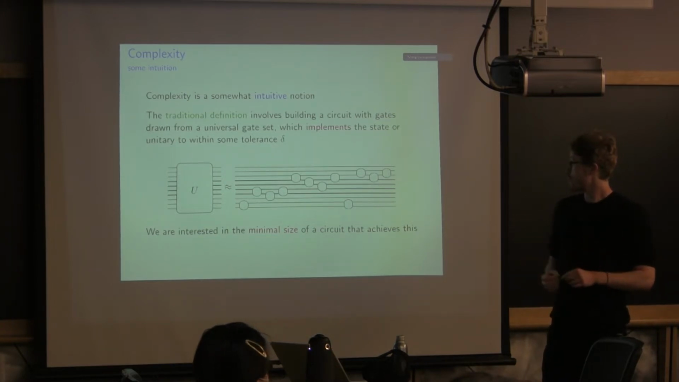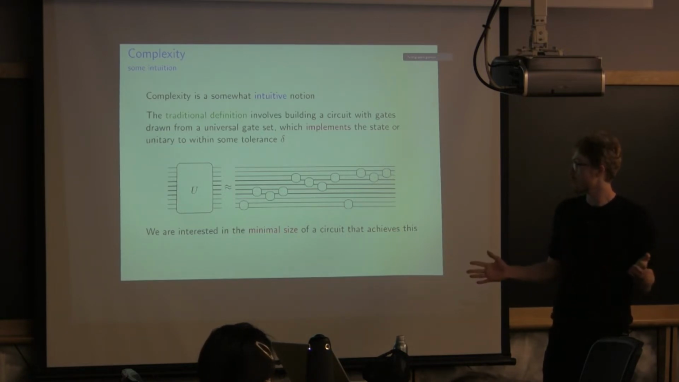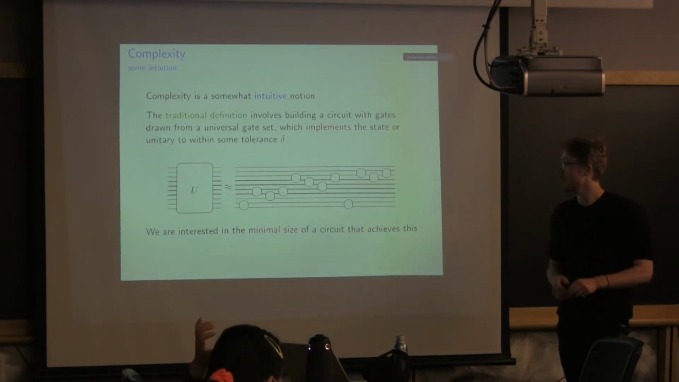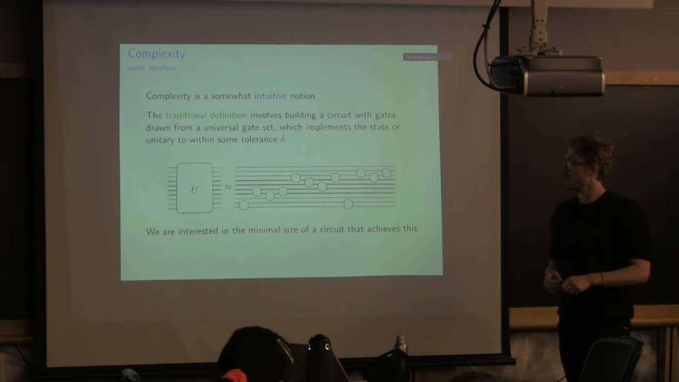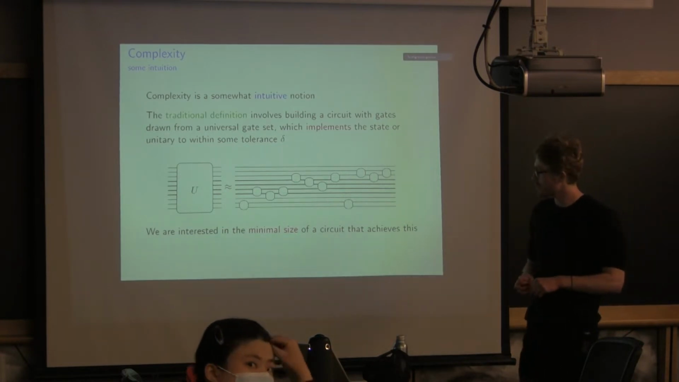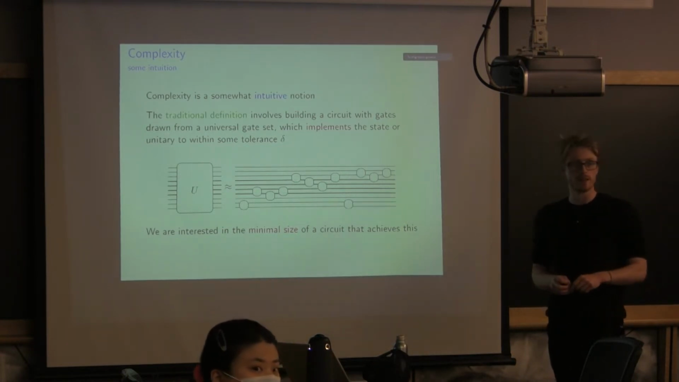You have some set of those gates, and given some target unitary or some target state, you want to build a circuit which approximately implements that unitary or approximately prepares that state to within some tolerance. Okay? And then the circuit complexity is the minimal circuit which does that. So it's the smallest circuit which achieves that given some tolerance, delta, and given some universal gate set. And in this sense, it quantifies how hard or how easy that unitary is, right?